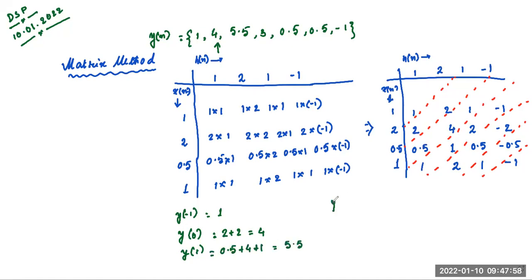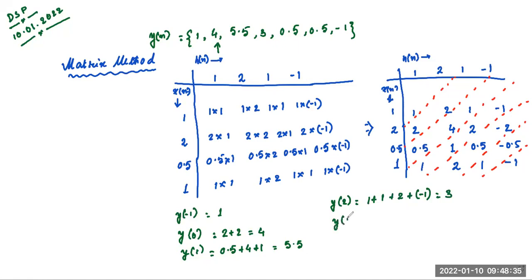Next, y of 2. What will be y of 2? Anybody? Yes, what will be y of 2? 3, sir. Yes, 3. That means 1 plus 1 plus 2 plus of minus 1. That is equals to 3.